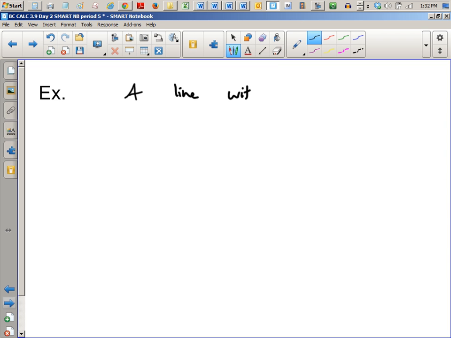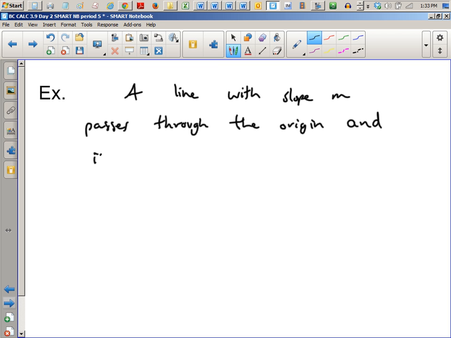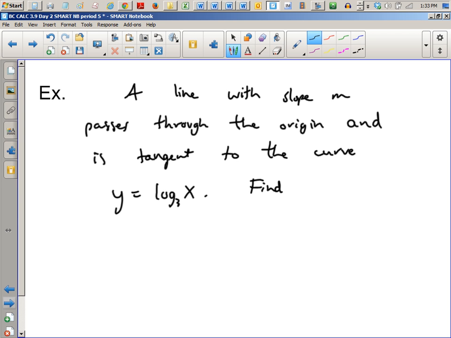A line with slope m passes through the origin and is tangent to the curve y equals log base 3 of x. Find m. Whoa. Remember, we always have to talk about tangent lines. If we're going to learn a new derivative, we're going to do a tangent line problem in that lesson.